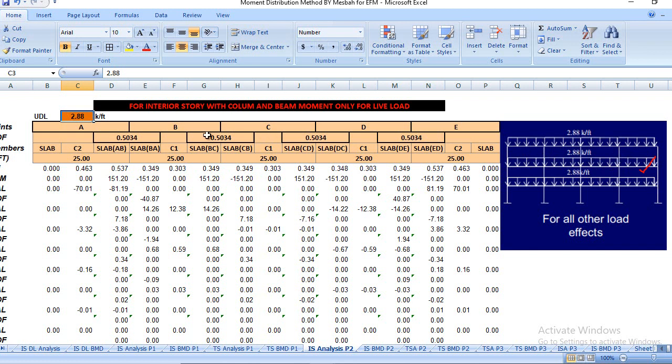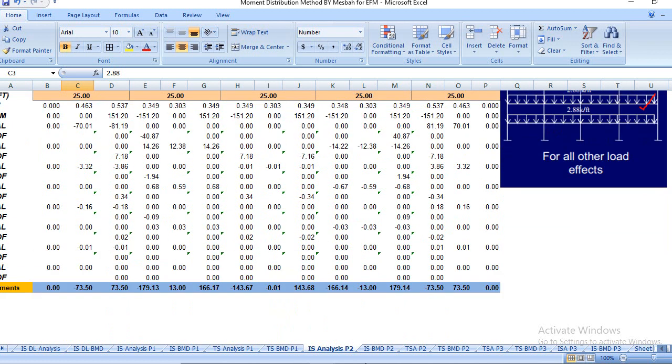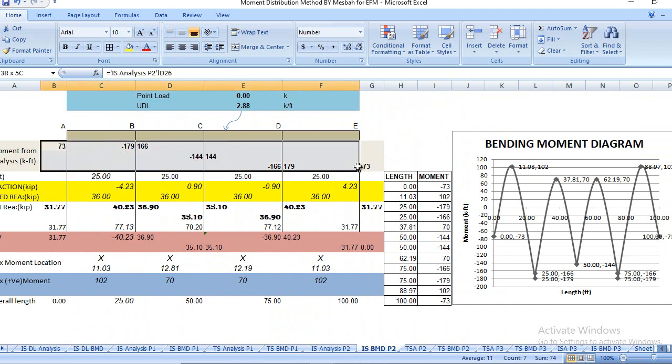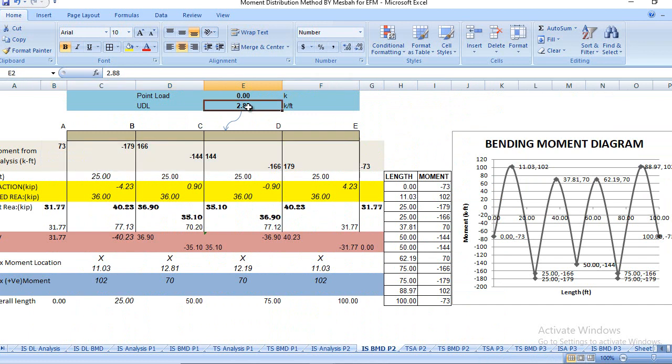Now 2.88 is... now remember in this case, as this is the full load case, we will consider total loading, so we have to multiply by 3 by 4 in this case. Clear? And after the moment distribution table, we got these moments. Clear? These moments are for the interior story, where full loading is considered.